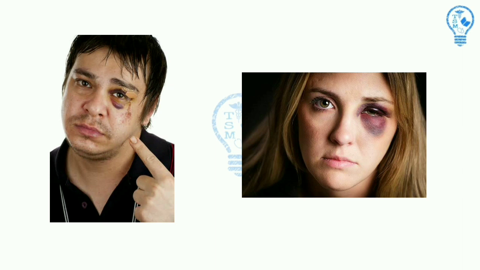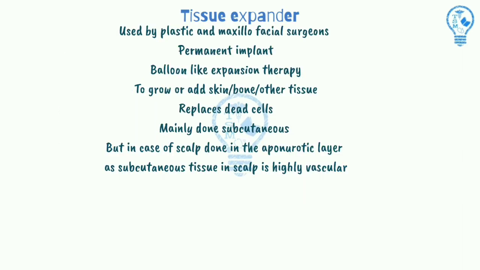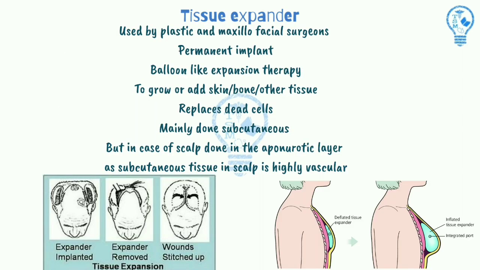Here it is beautifully shown what is black eye. See both the images shown here. And now last but not least, that is tissue expanders. These are used by plastic and maxillofacial surgeons. It is a permanent implant. It is also called balloon-like expansion therapy.